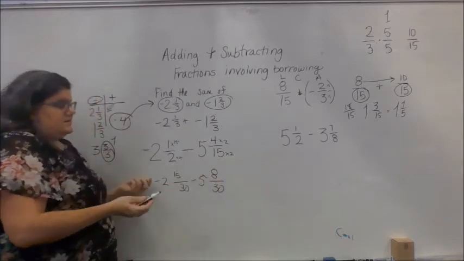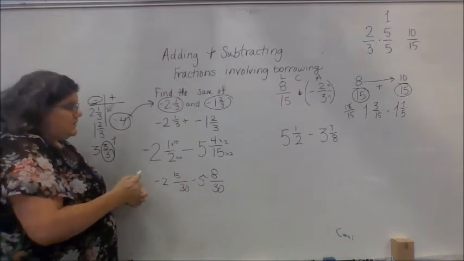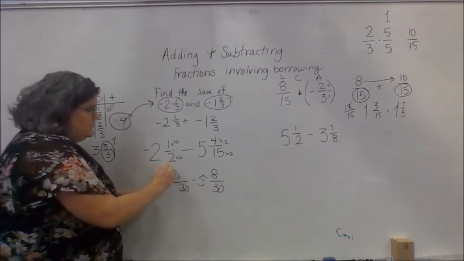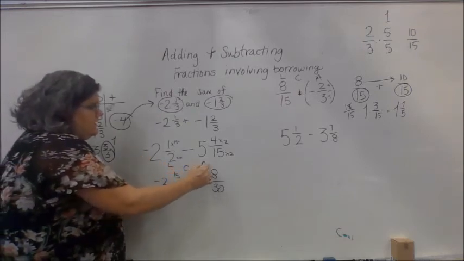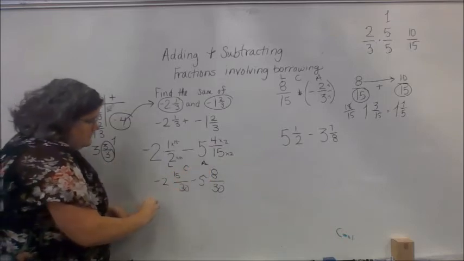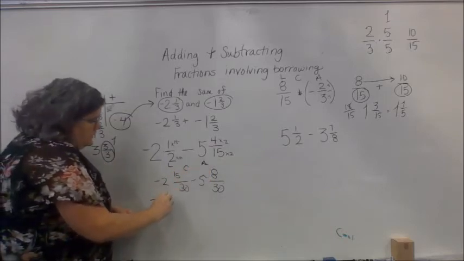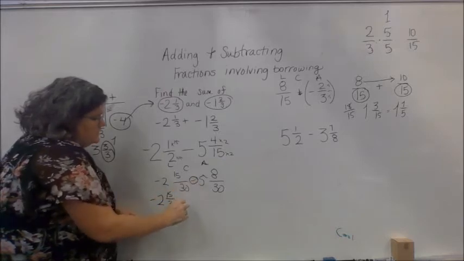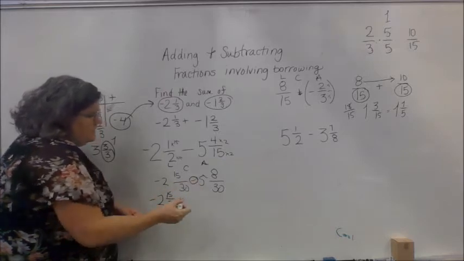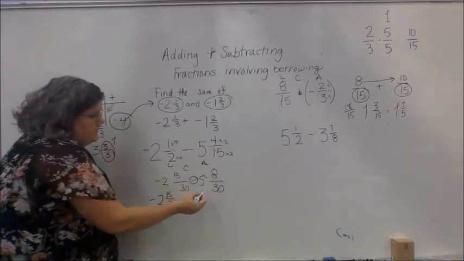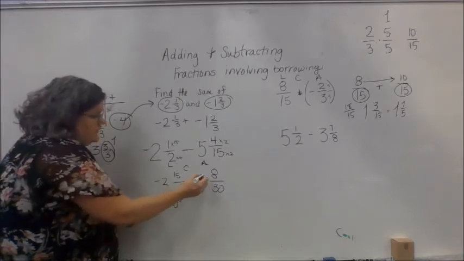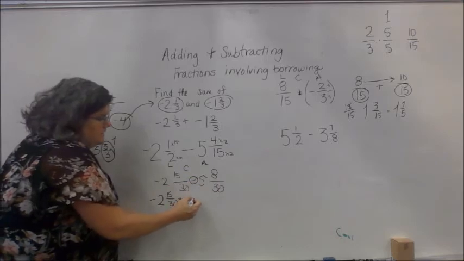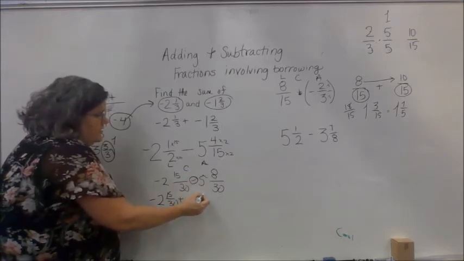Since this is involving negatives, I'm going to do LCA again to this new question. LCA. So I'm going to leave this guy alone, negative 2 and 15/30. I'm going to change this subtraction sign to addition, and I'm going to change this positive 5 and 8/30 to negative 5 and 8/30.